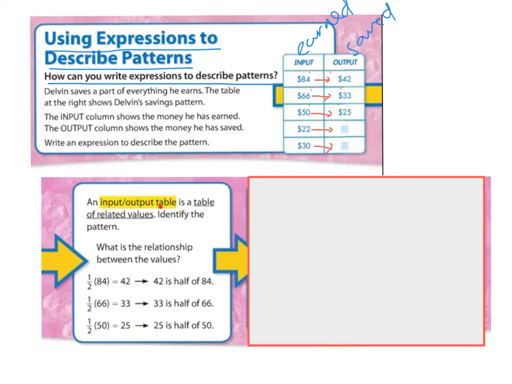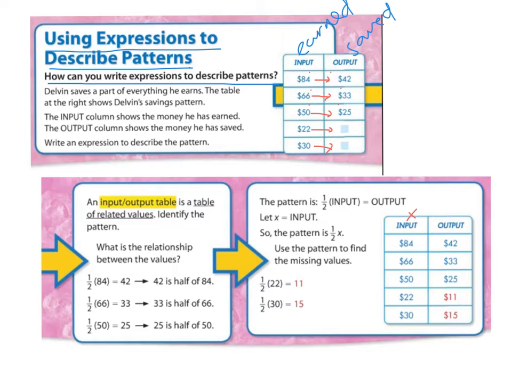All right, well, this is the vocab that will be in the next slide. But an input-output table, such as right here, is a table, which is a box with specific separations, of related values. Identify the pattern. What is the relationship between the values? So I see 84 right here. Half of 84 equals 42. You may have noticed this. Also, let's see if it applies down here. Half of 66 is 33. I noticed that that's the same pattern there. Does that apply here? Well, 25 is half of 50. Yes, it is.